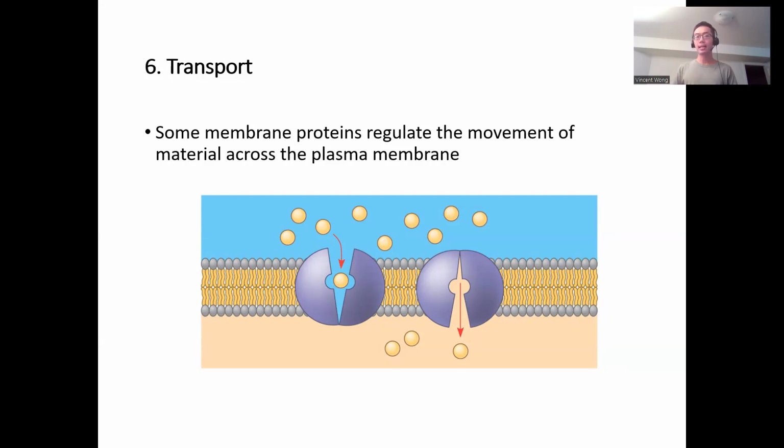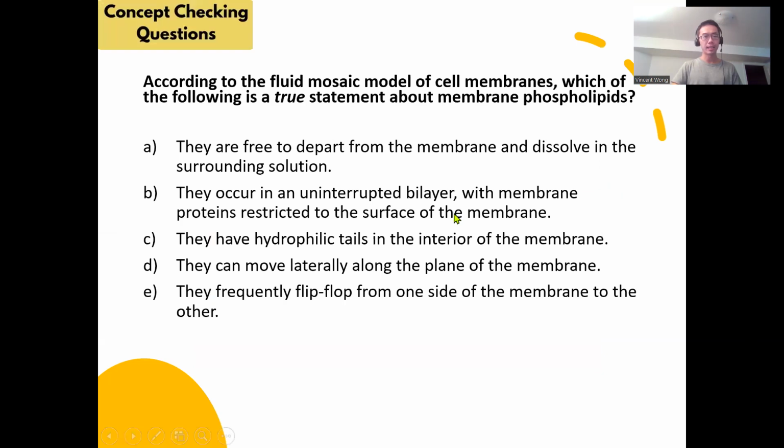Anyway, the last function of membrane protein is transport, which is of course the topic of today's lecture, the title of today's lecture. In order for you to move things in and out of the cell, sometimes you need the help of membrane protein. Okay, so that's it, six functions. You should review them yourself and fill in the study guide.